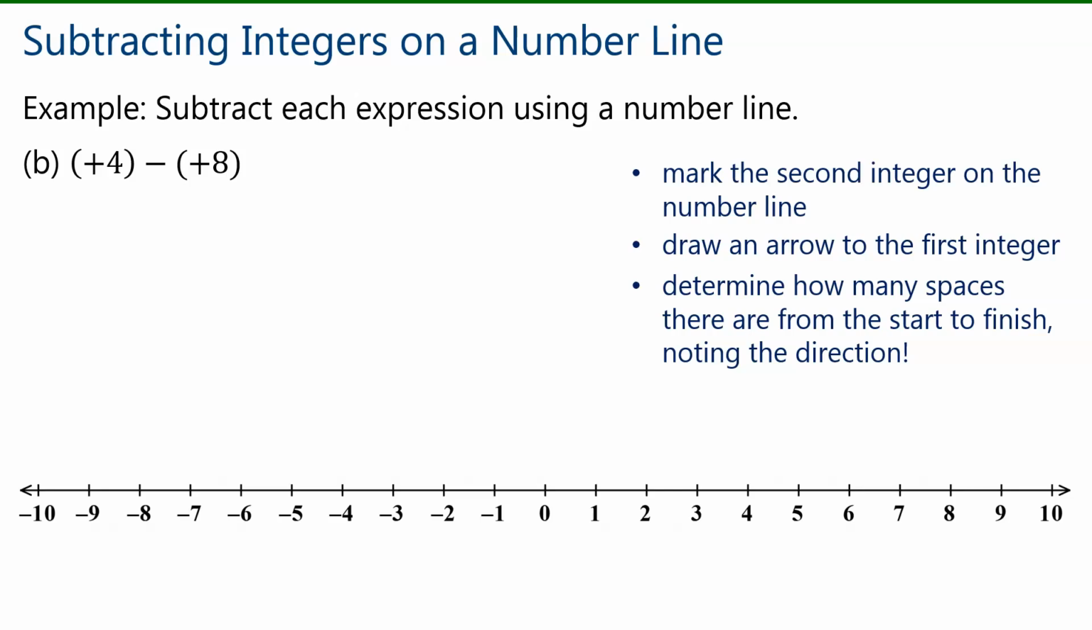Now one more example. I have +4 subtract +8. So I start at +8, and I draw an arrow to +4. So now I see that the arrow is 4 spaces long and it points to the left, so our answer is -4.